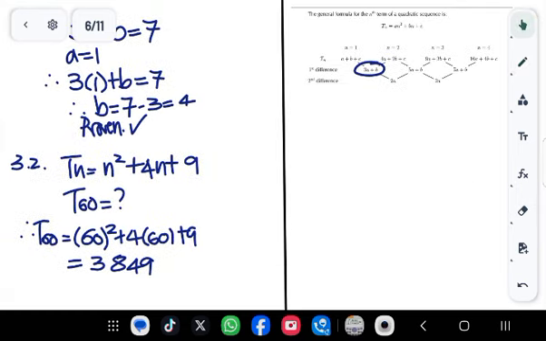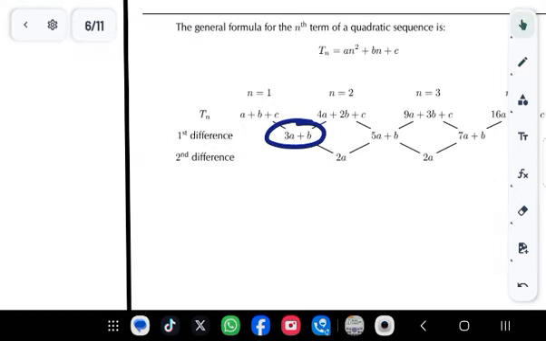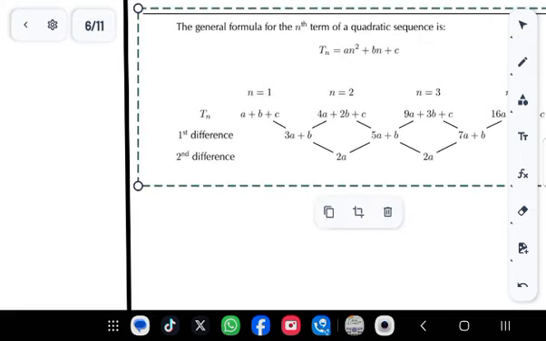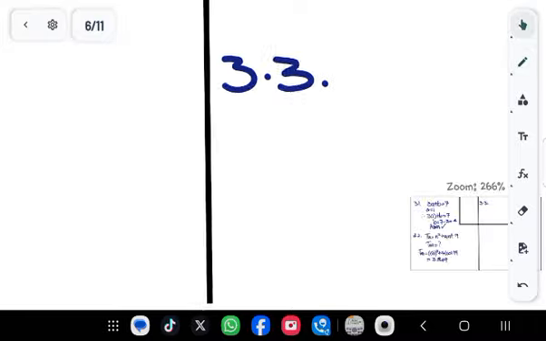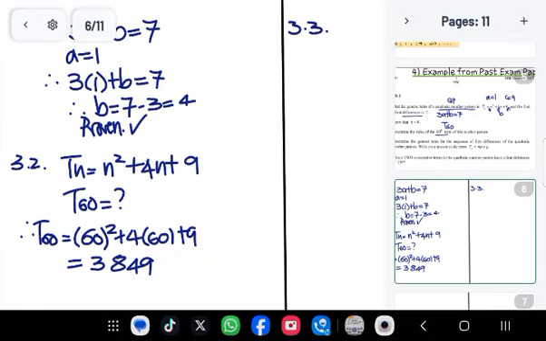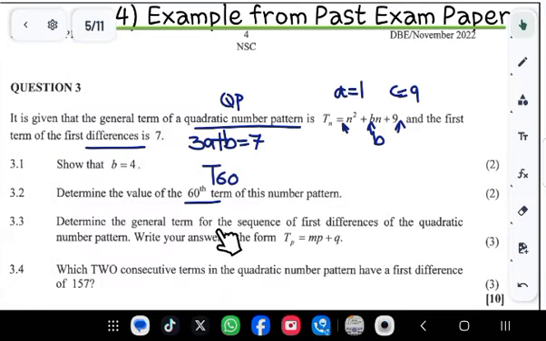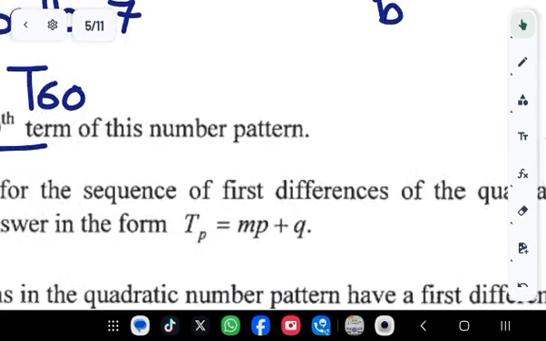Now for 3.3, let's remove this net over here. Question 3.3 goes: determine the general term for the sequence of first differences of the quadratic number pattern. Write your answer in the form Tp equals m times p plus q. Remember, the first level of differences forms an arithmetic sequence.